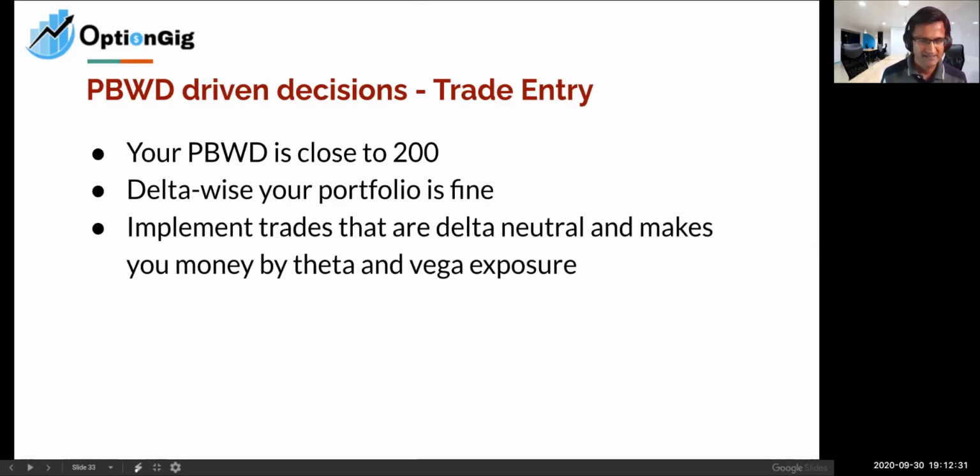When I'm talking about trades, these are the only option trades in which you can be delta neutral and still make money. I think in one of our previous sessions, when we just started talking about these Greeks, there was a question on how you can make money if you are doing a zero delta trade. You make money by theta and vega exposure, two other Greeks, and those help us.